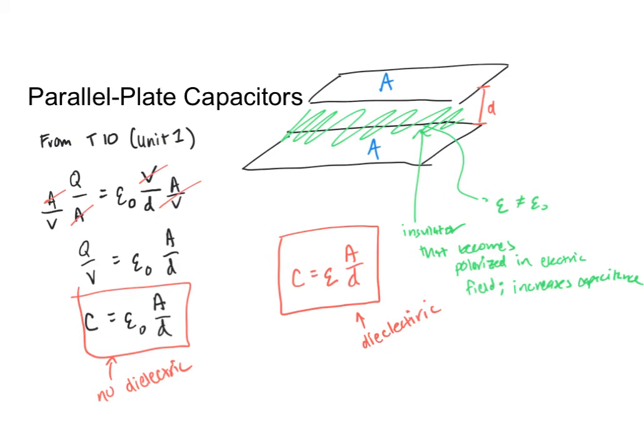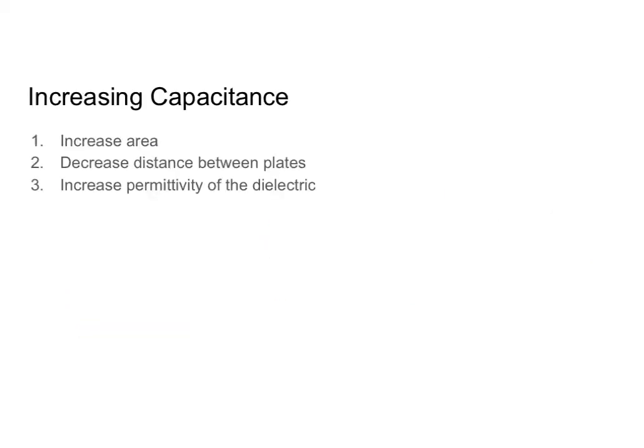So on the note of increasing capacitance, I do want to talk about how we can increase capacitance. So let's look at our equation, and again, that's C is equal to epsilon or epsilon naught times A over D. So looking at the equation, if our area increases, our capacitance will increase.